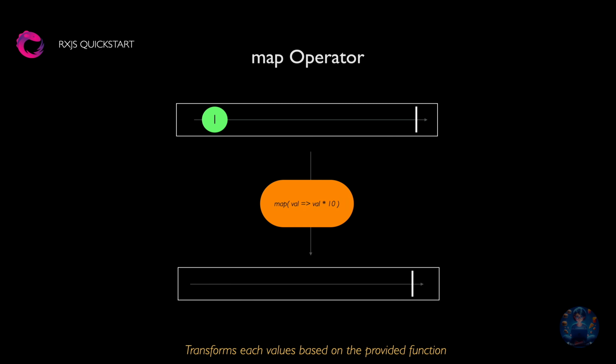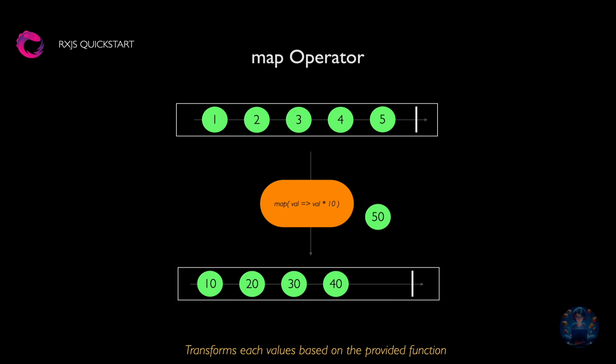Map will receive these values and will apply the provided multiplication function to each of these items. As you can see, as the values are being received, they pass to the map operator and get multiplied by 10, and then your observer receives those modified values. Now let's head to our code editor and try out a few examples.